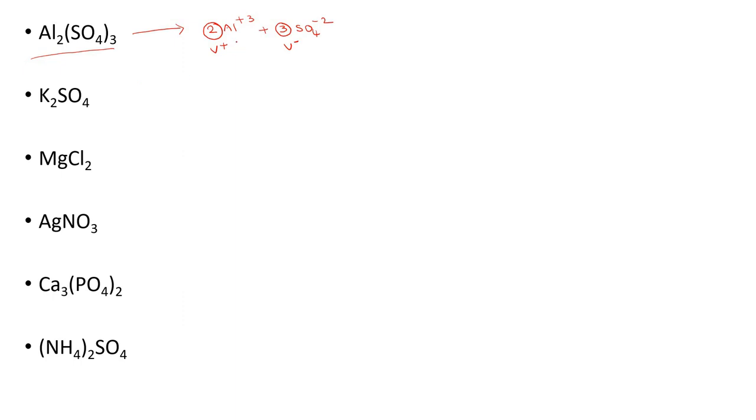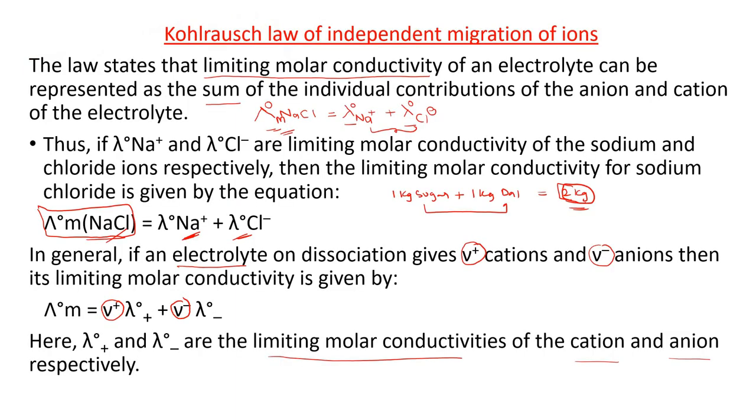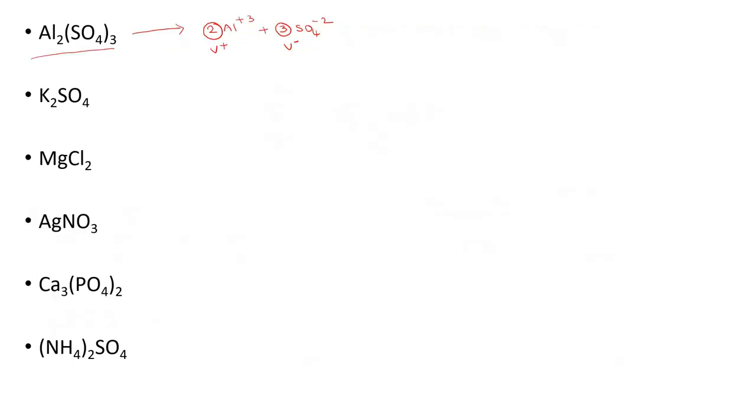Now what will be the formula? Just now I have taken, this is the formula you have to consider to calculate the molar conductance. So I am writing that formula here: Lambda naught m is equal to V plus lambda naught of cation plus V minus lambda naught of anion.